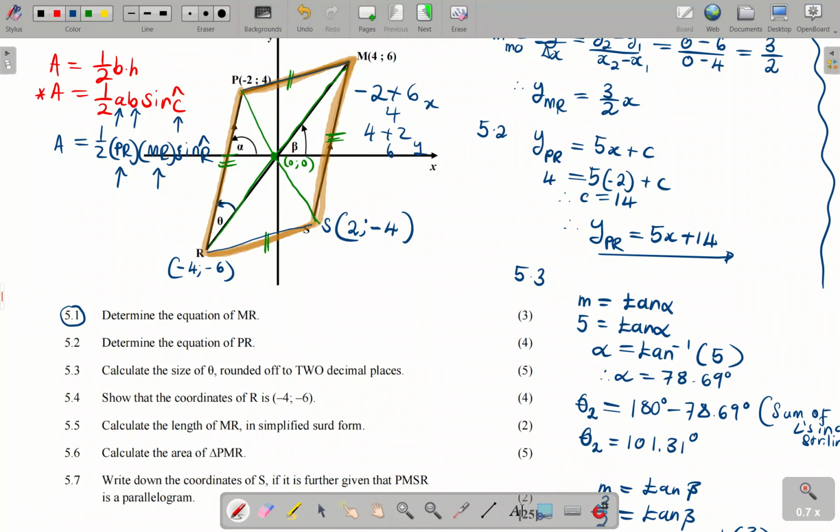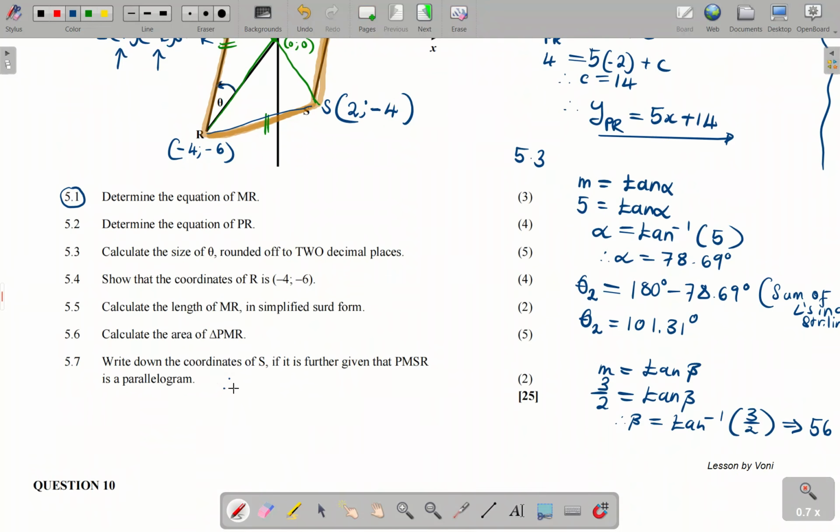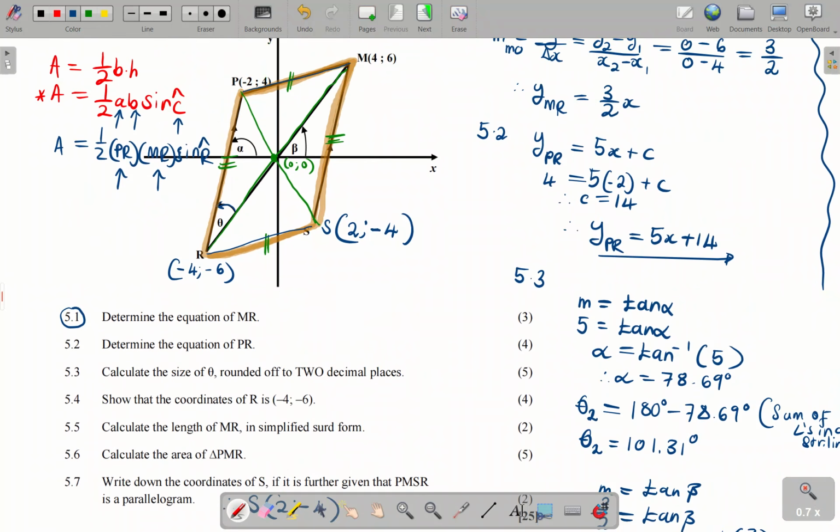Let me double check. -6 plus 2, so I have -4. Yeah, that's what I have there. So those are the coordinates of S. I can simply conclude and say, therefore, S is simply 2 and -4. So that's what I would have.